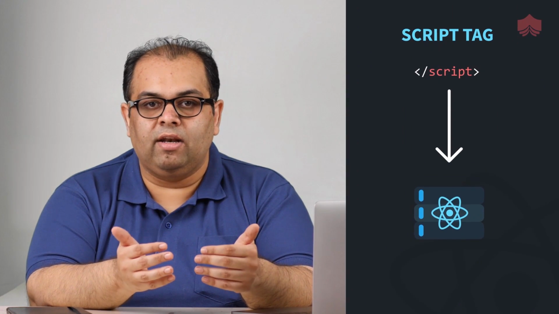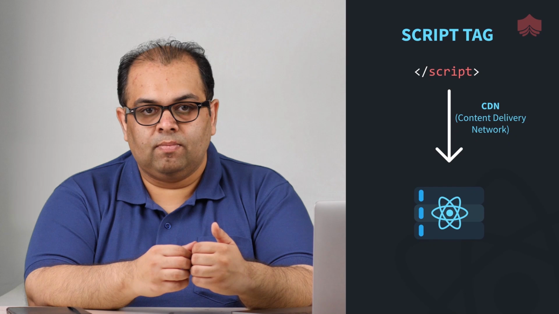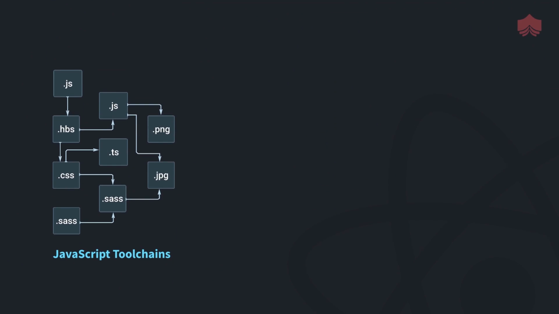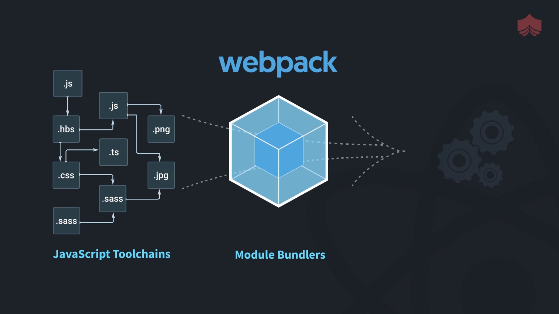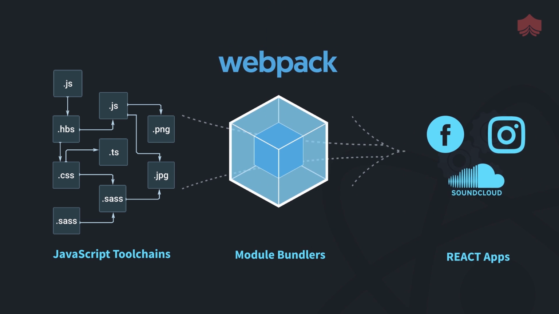The easiest way to use React on a web page is to simply use a script tag to bring the React library in from a CDN. But building React apps using modular code and components requires a little more than a script tag. We can use modern JavaScript toolchains using module bundlers like Webpack to easily build and produce efficient React apps that take full advantage of the latest JavaScript features.